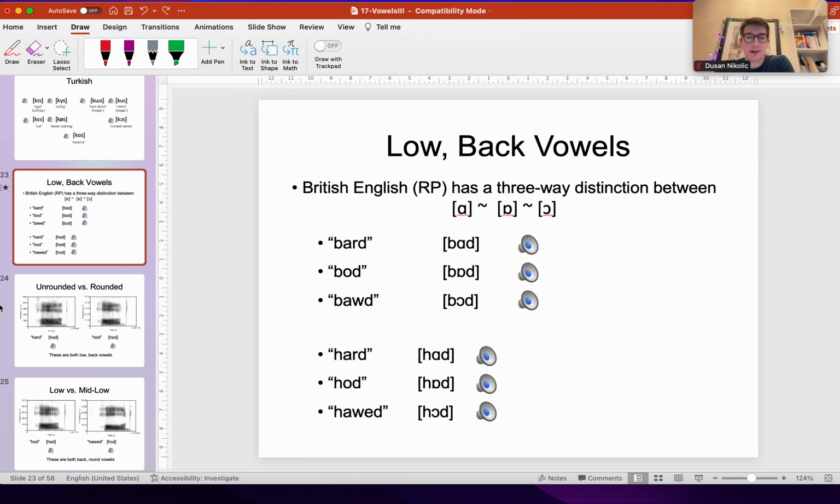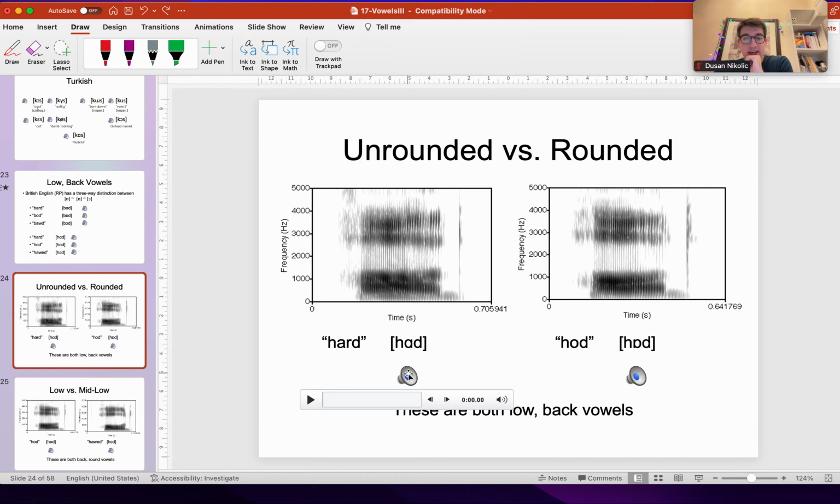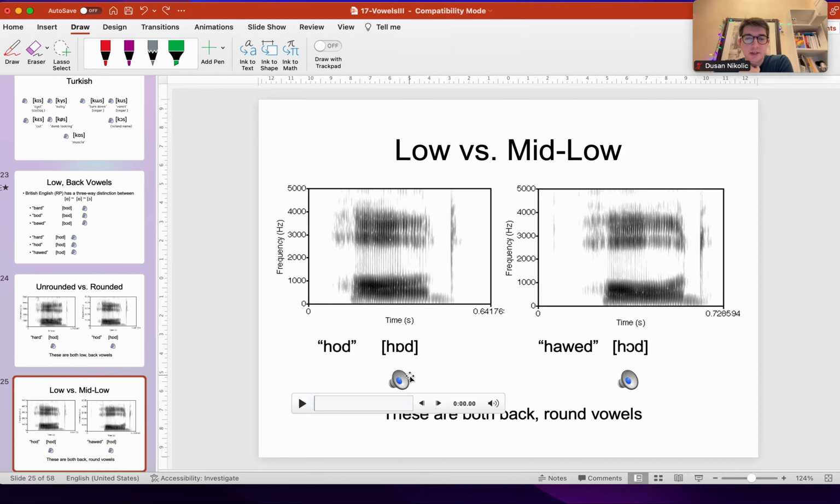Okay, where was I? Here, yeah. So these are low back vowels, both back low vowels. For example, this one, unrounded versus rounded, you can see that F2 is pretty close to F1, lower than here for sure. Hard, hod. And here between hod and hoard, you can see that F2 is even lower. The distinction is even clearer in this case.